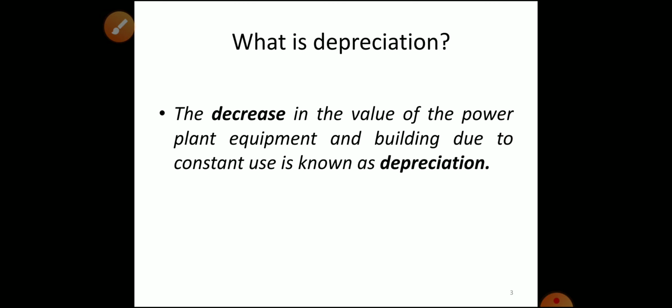Let us see the actual definition of depreciation. The decrease in the value of the power plant, equipment and building due to constant use is known as depreciation. So this term depreciation is used for power plants. That's why in the definition, the plant, equipment and building is used.